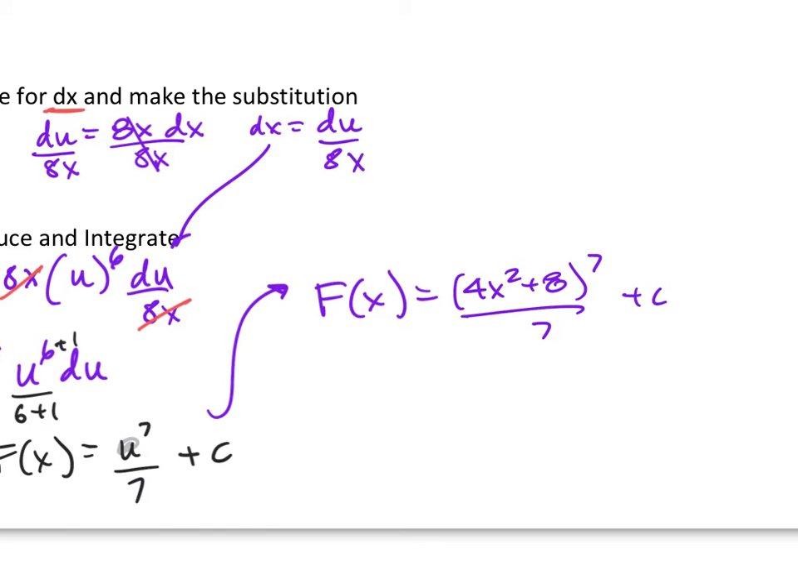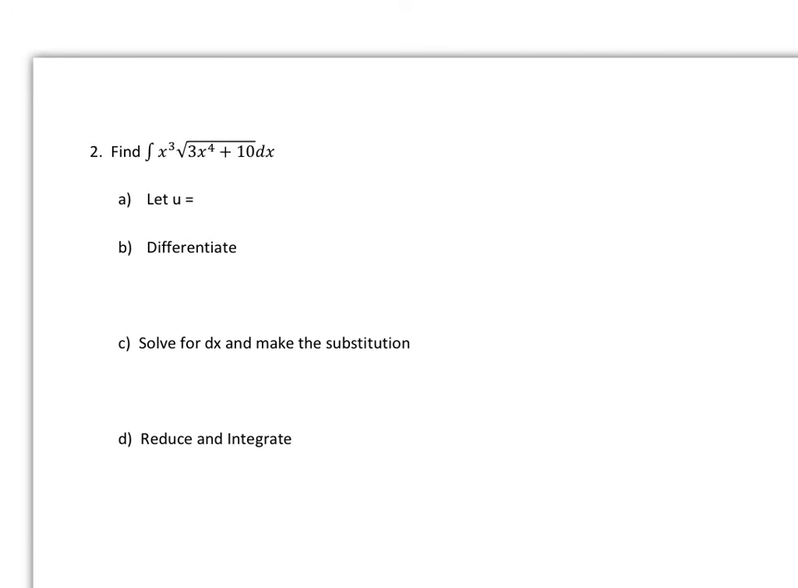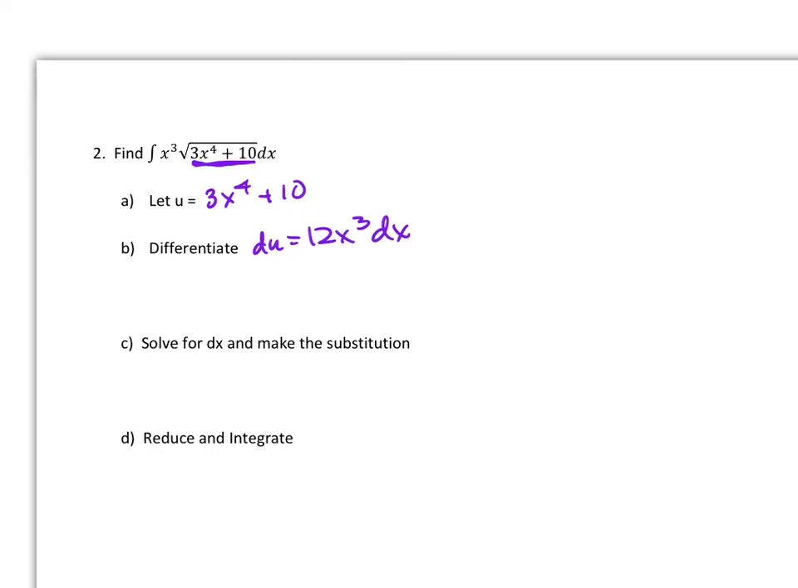So we'll go on to the next example. And again, we need to identify the u. And again, it's going to be something that looks like we would have had some chain rule happening. So in this case, it's going to be that 3x to the 4th plus 10. We're going to take the derivative of that, and we get 12x cubed dx. Now remember, the plus 10 goes to 0, so we don't have that. All right, so we differentiated that.